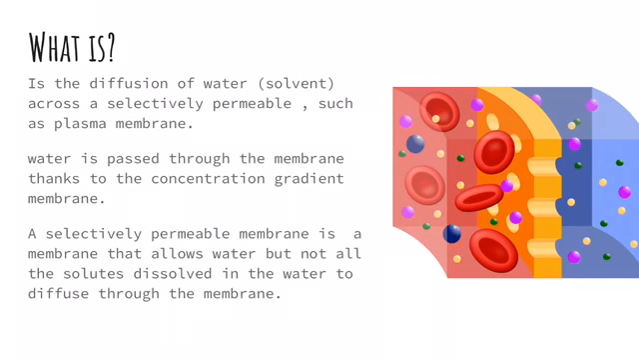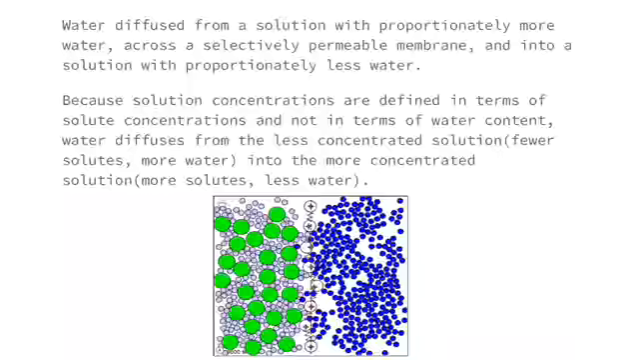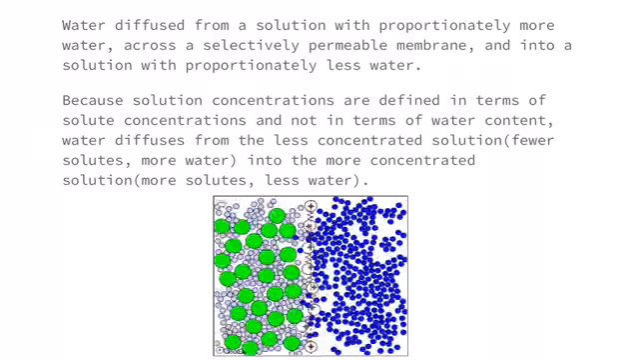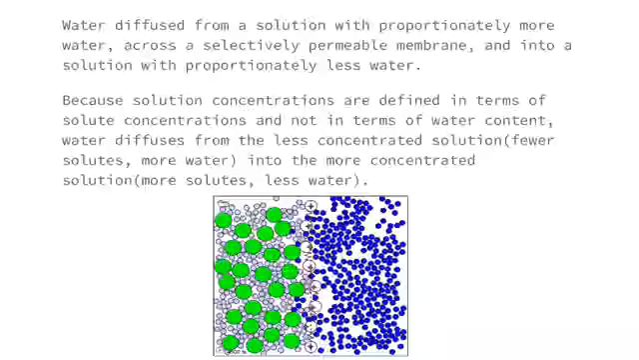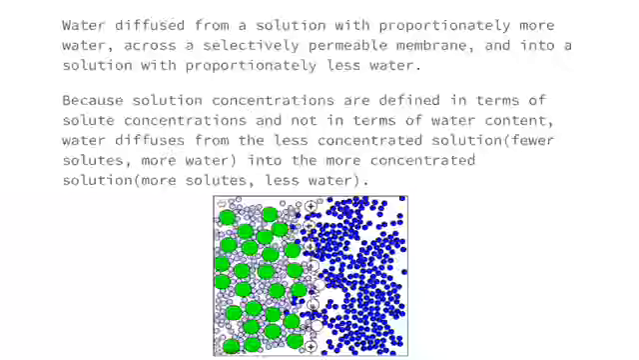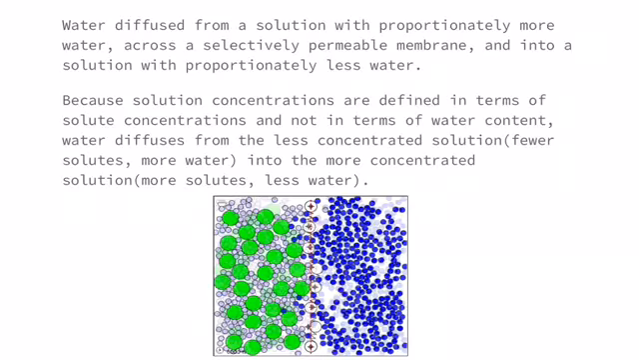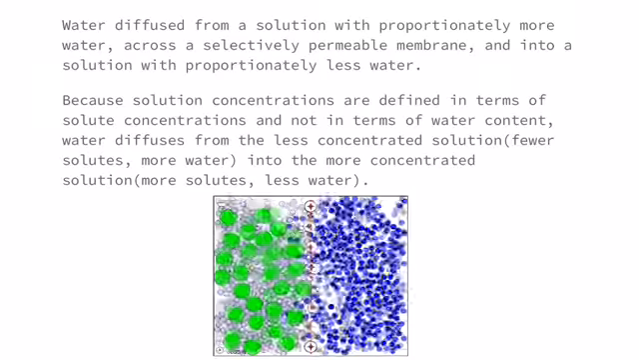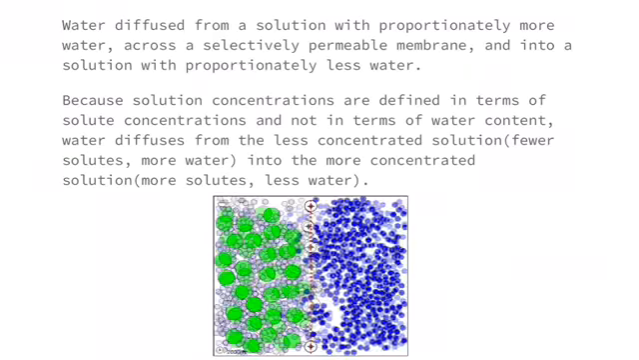A selectively permeable membrane is a membrane that allows water, but not all the solute dissolved in the water, to diffuse through the membrane. Water diffuses from a solution with proportionally more water, across a selectively permeable membrane, and into a solution with proportionally less water.